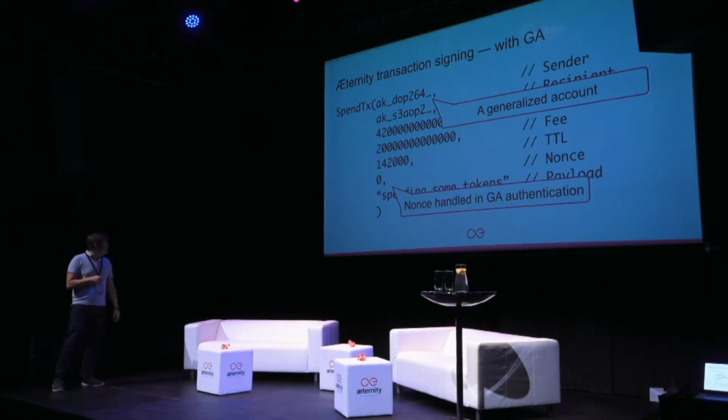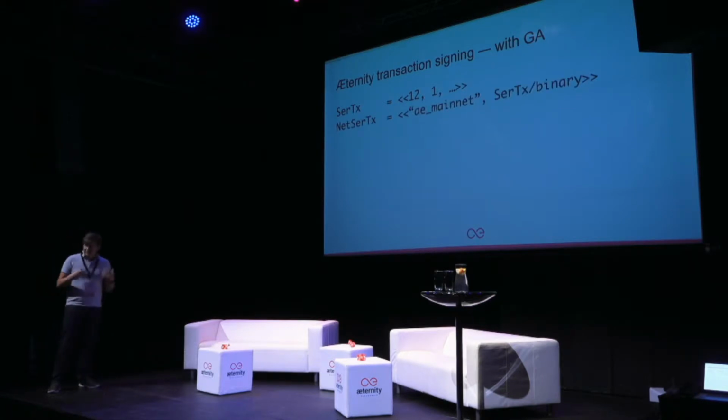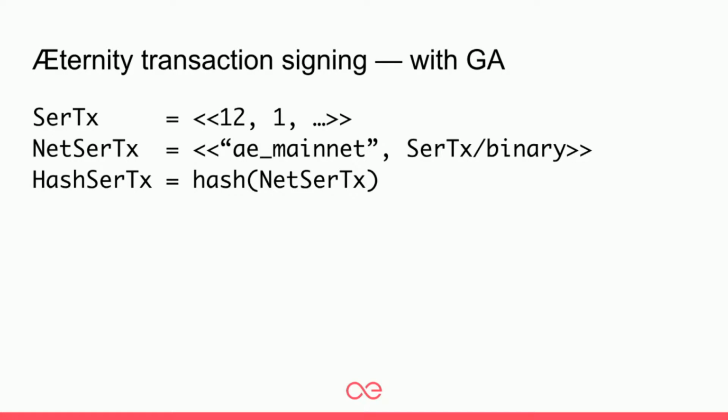So there's two things that have to be true. We have to have 0 as nonce, and this account actually has to be a generalized account. Then we still have to serialize the transaction. We have to add the network ID. We have to hash it. But then we can stop. We don't want to sign it because, well, the signature is not valid anymore.